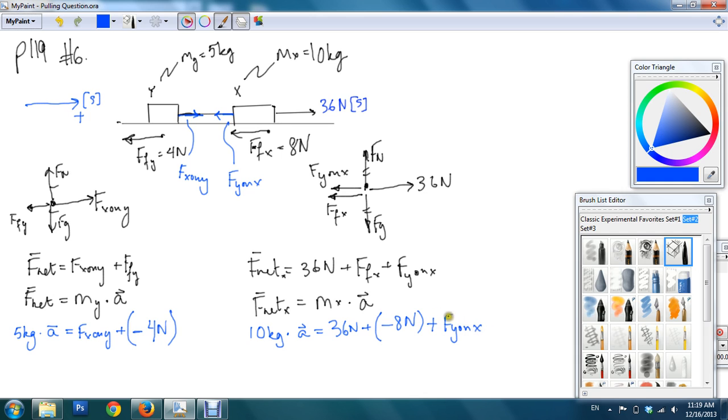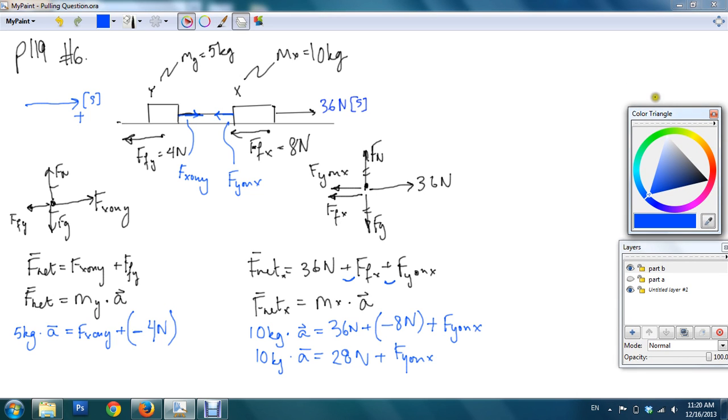Fy on X. So, just to be clear, whenever you're calculating Fnet for X, you always add the forces. This is key. You're always adding the forces, whether the forces are positive or negative, that'll work itself out later. Afterwards, you'll plug in whether they're positive or negative, and everything will work out for you. So let's simplify this. This is 10 kilograms times a is 36 minus 8 is 28 newtons, plus Fy on X.